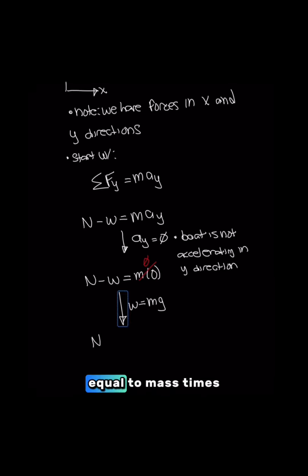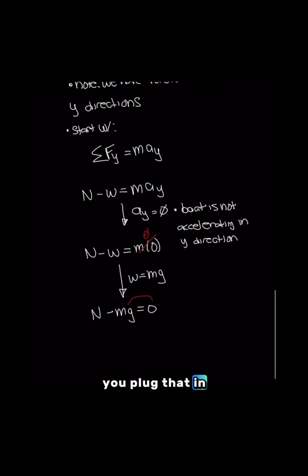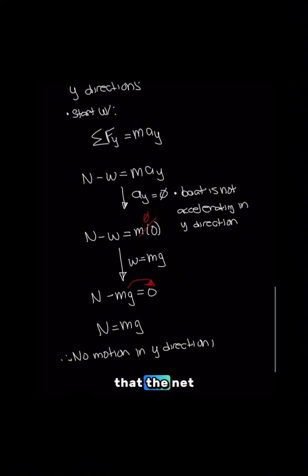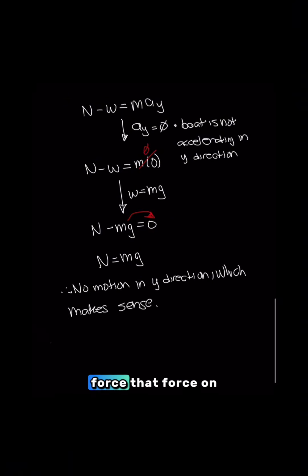Then if you remember, weight is equal to mass times gravity, you plug that in, and then we get this for the final answer for the normal force. So that just means that the normal force is going to be equal to the weight force. The net force on the object is going to be 0 in the y direction, which makes sense since there's no motion in the y direction. Now we can look at the x direction.